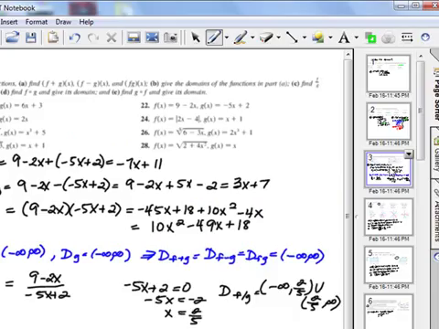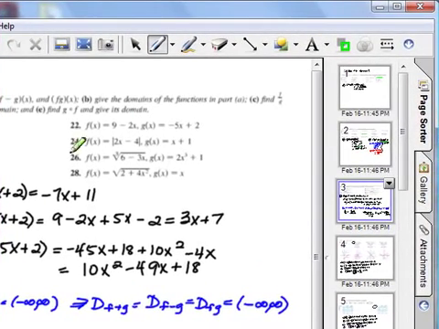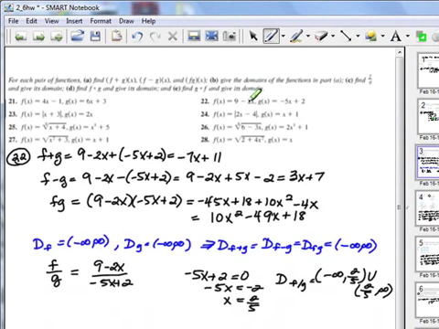Now the next grouping of problems says to find the sum, difference, and product of the two functions, give the domains of these functions, then find the quotient function and give its domain. And I did not do the composition, but I'll talk through that. So I have done number 22 for you. So f of x is 9 minus 2x, g of x is negative 5x plus 2.